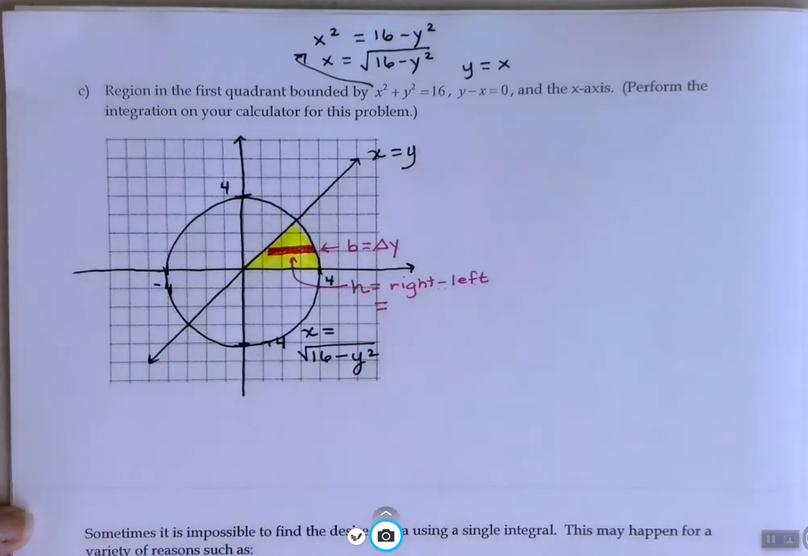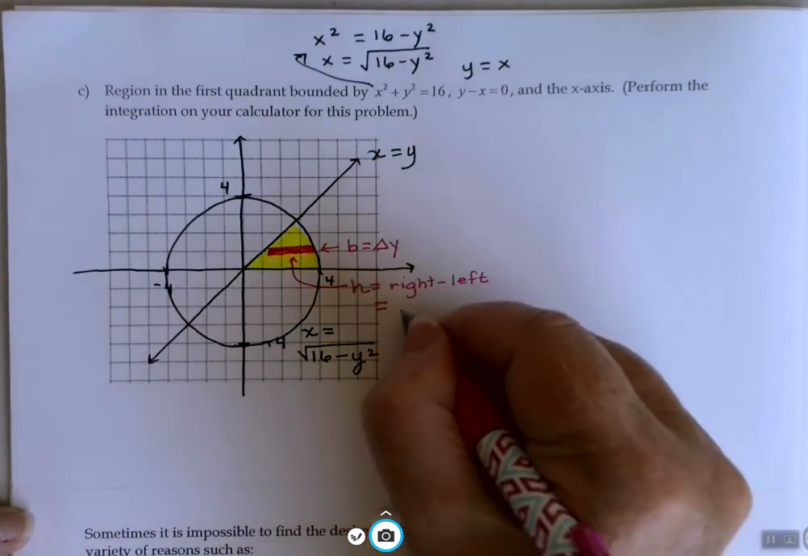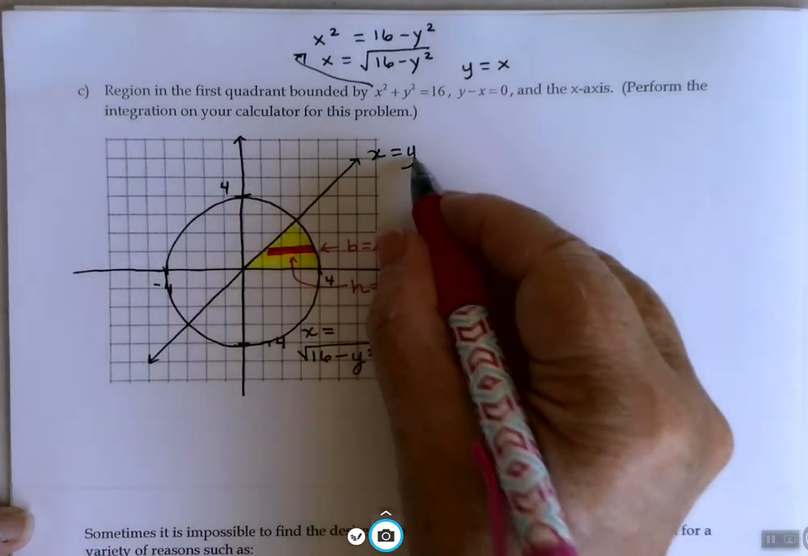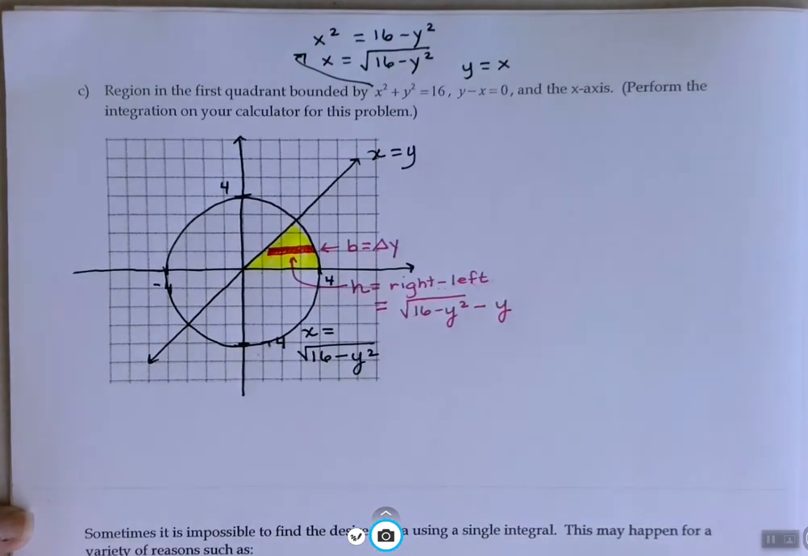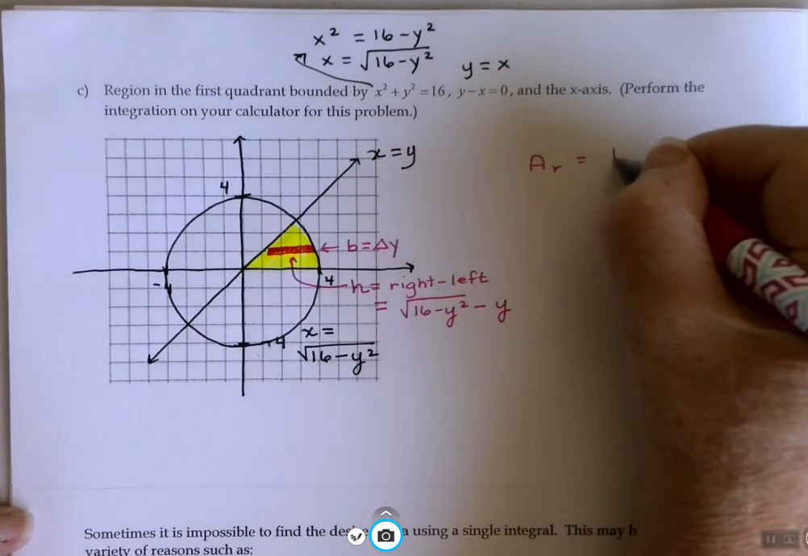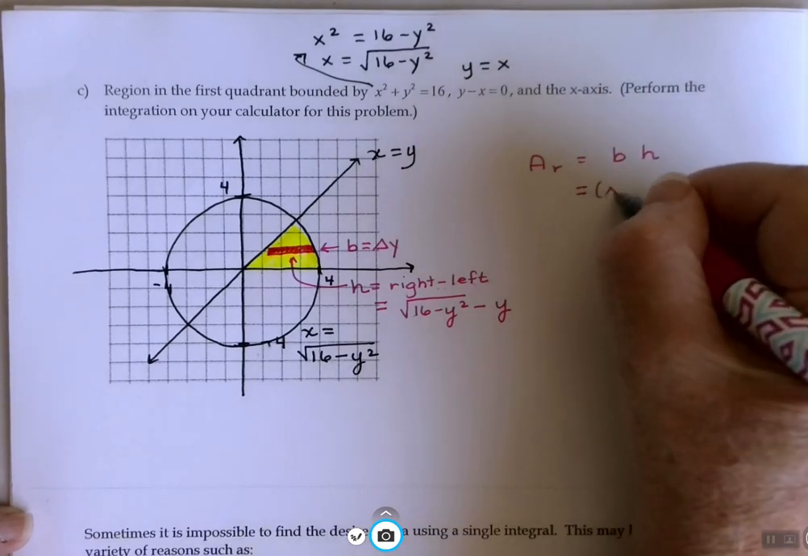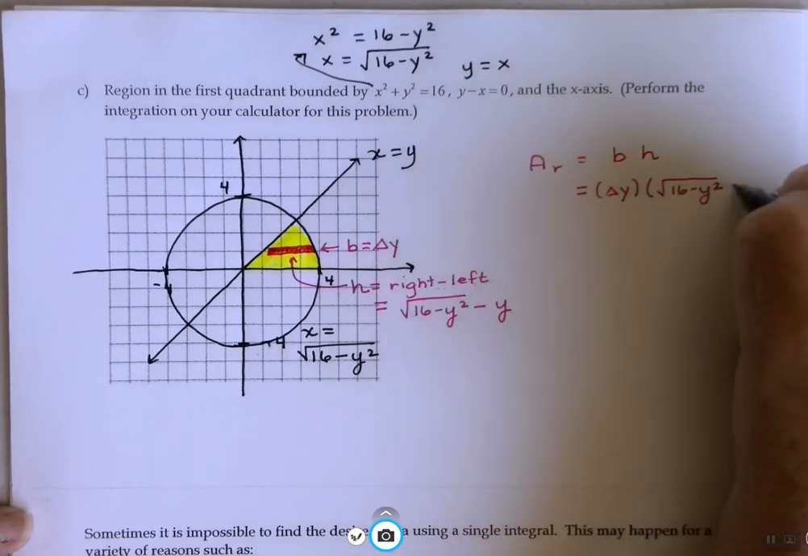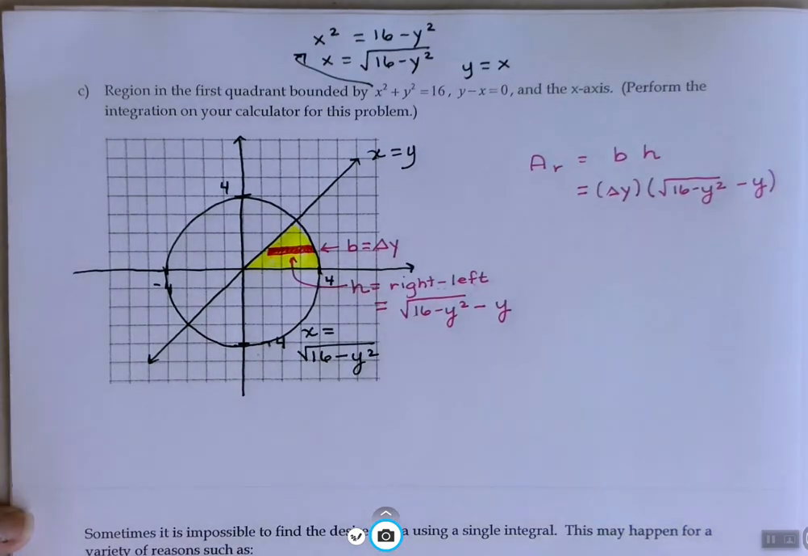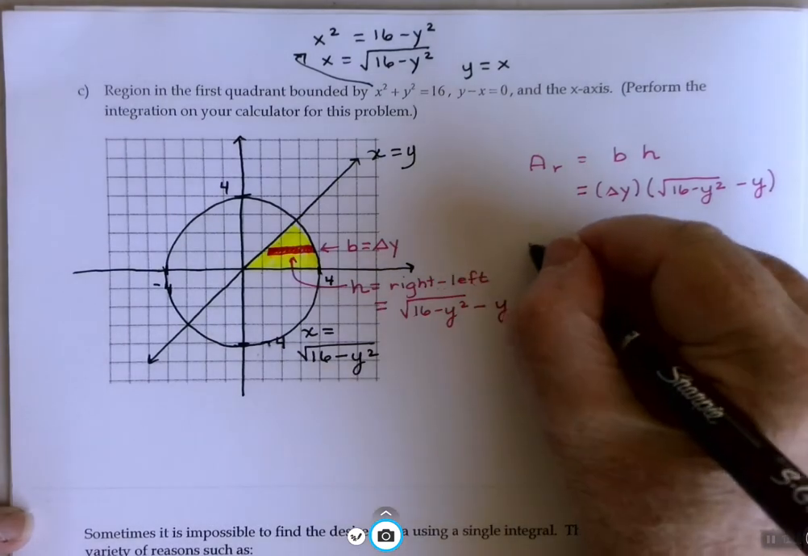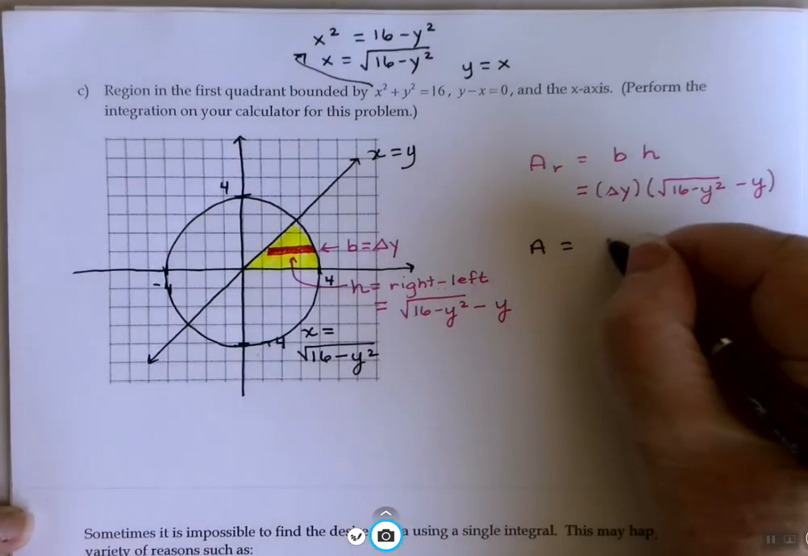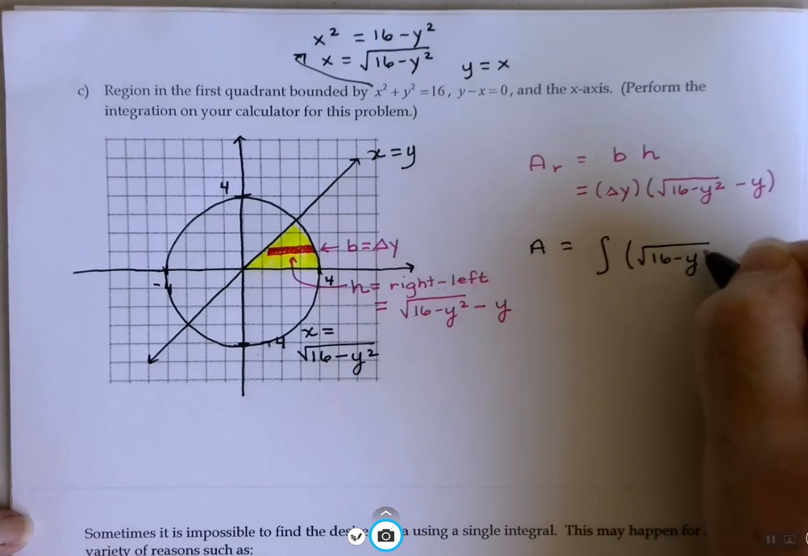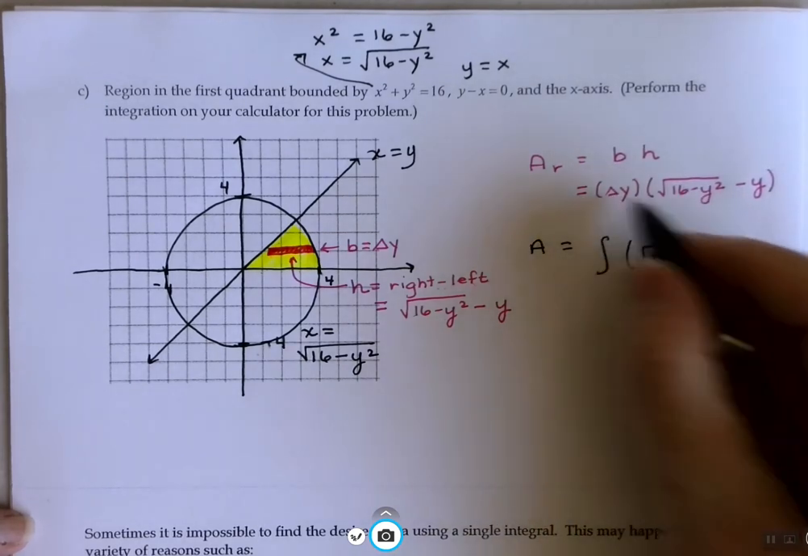All right, right minus left. The right side is on the circle, so that would be the square root of 16 minus y squared, minus the left side, which is on the line. That's x equals y. So the area of my rectangle, base times height, is delta y times the square root of 16 minus y squared minus y. That means the area of the entire region that I want would be the integral of the area of all the little rectangles, square root of 16 minus y squared minus y, and the delta y becomes my dy.